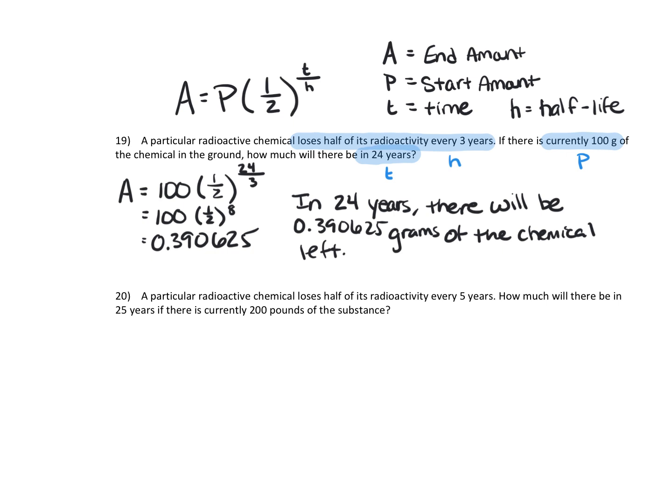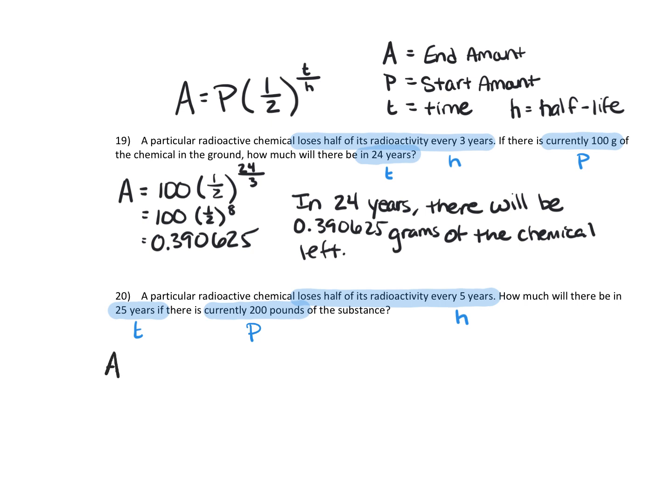Let's do one more. The next problem reads, a particular radioactive chemical, so it starts the same, loses half of its radioactivity every 5 years. So now our half-life is 5 years. How much will there be in 25 years? So that's going to be our time. If there is currently 200 pounds of the substance. So this is our P, our principal or starting amount. So we're still going to take this information, plug it into our equation, and see what we get.